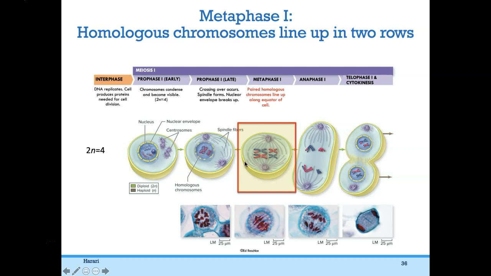So let's look closely at what we're seeing in metaphase I. But remember, homologous chromosomes are lining up in 2 rows. So that means chromosome 1 from dad and chromosome 1 from mom is here, right? Chromosome 2 from dad, chromosome 2 from mom is here. They're all lined up with their partner after they exchange genetic information.